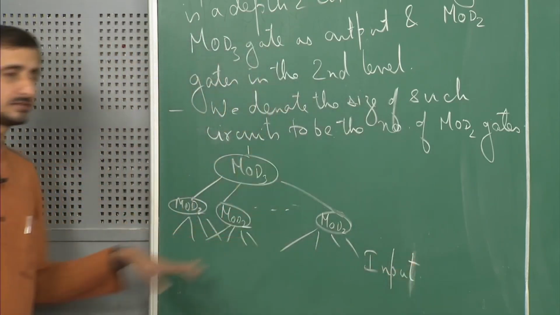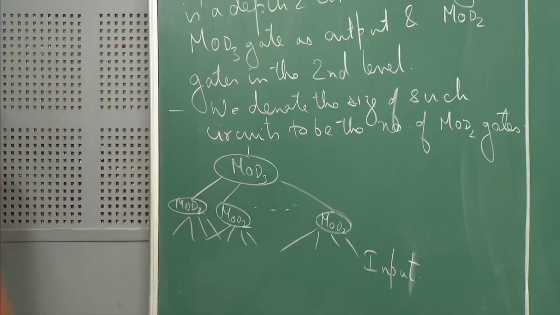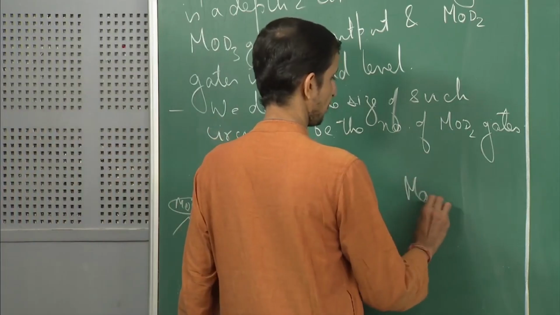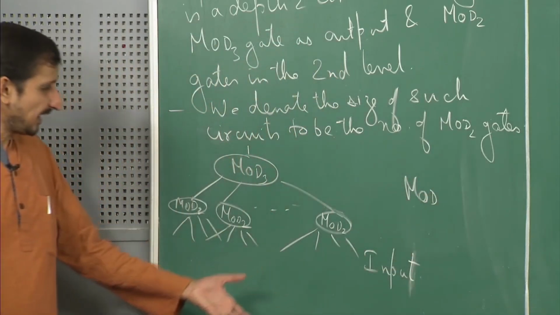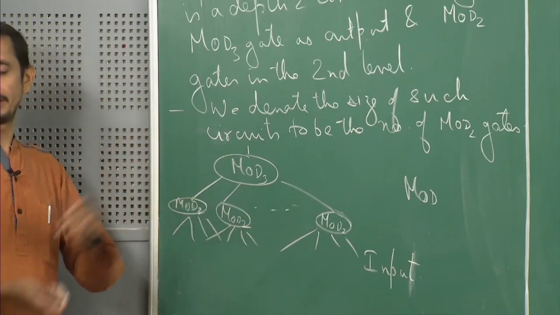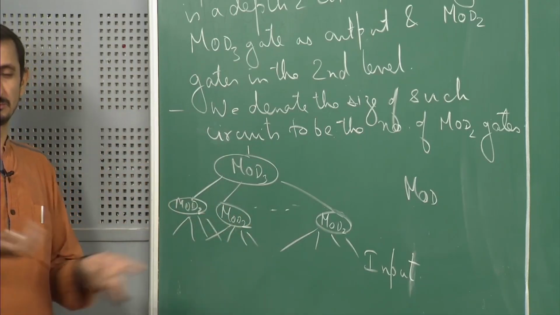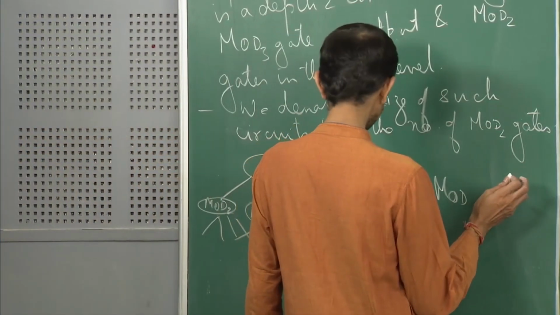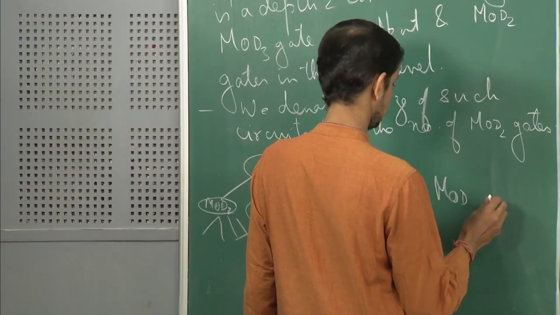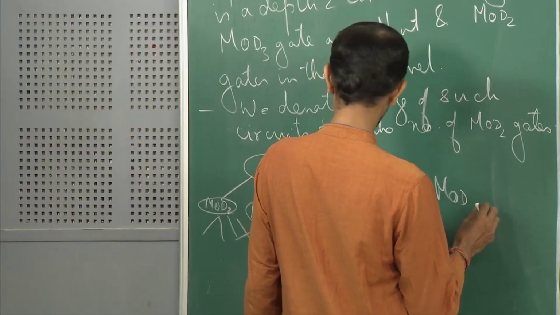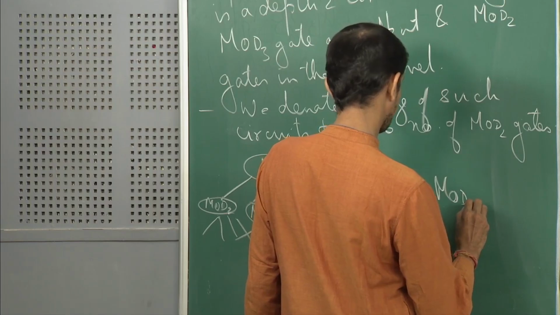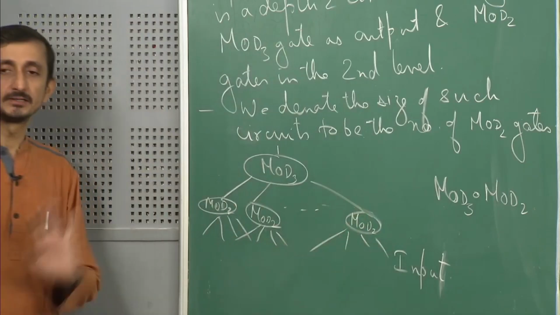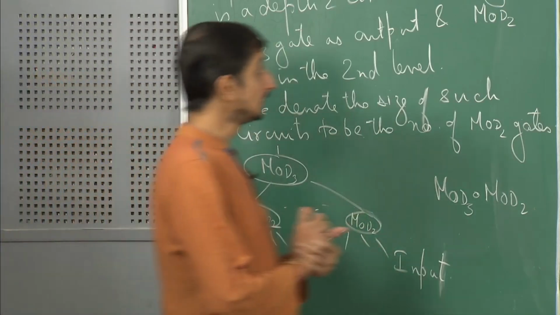This is the output. The inputs can have either variables x1 through xn, or constants 0 or 1. An AND or OR gate can be simulated by a mod 2 gate. This is how it is defined, mod 3 of mod 2. By definition it does not have any other type of gates, no AND, no NOT, nothing.